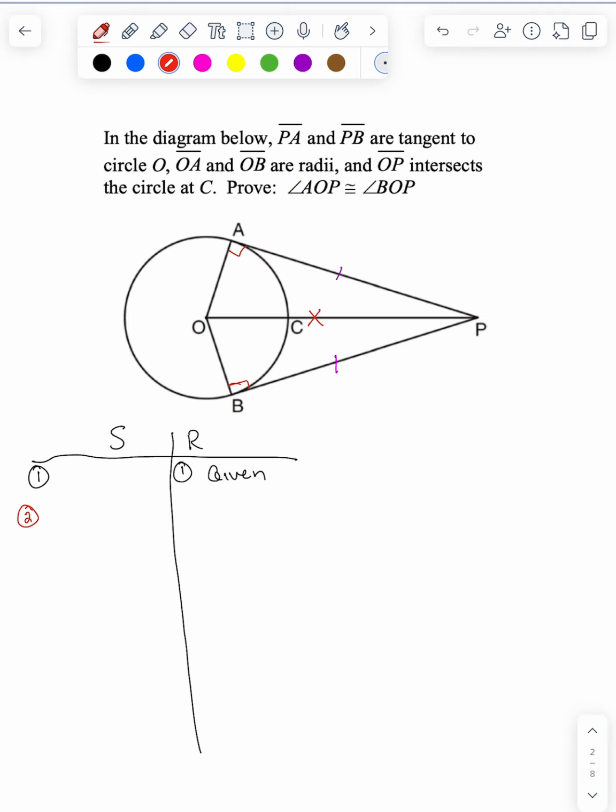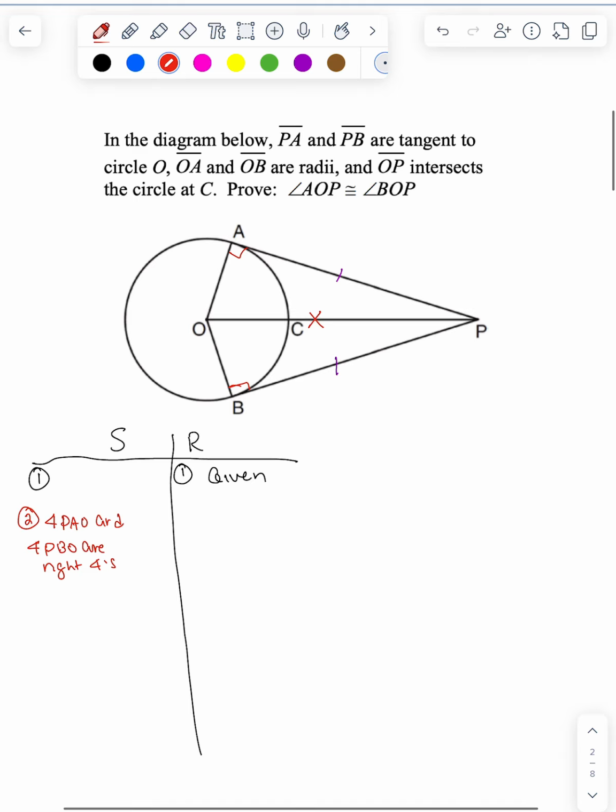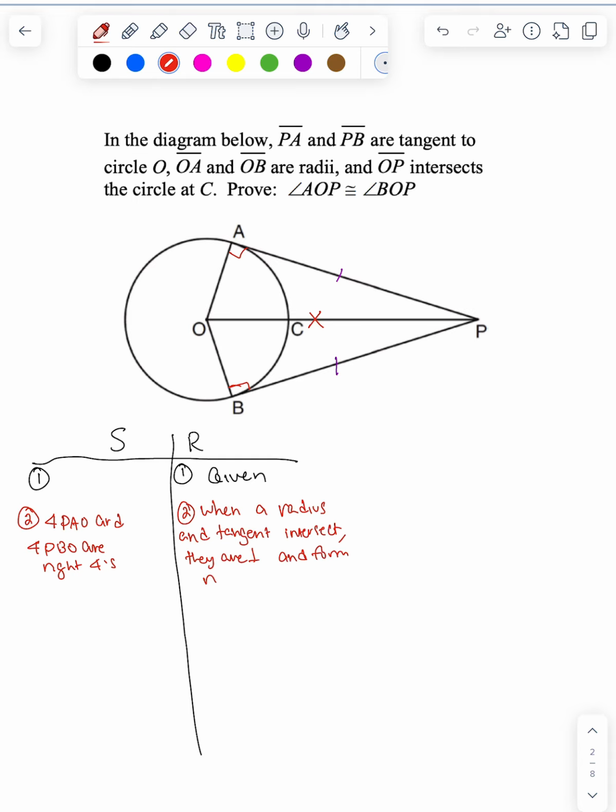I'm going to write that angle PAO and angle PBO are right angles when a radius and tangent intersect. They are perpendicular and form right angles.